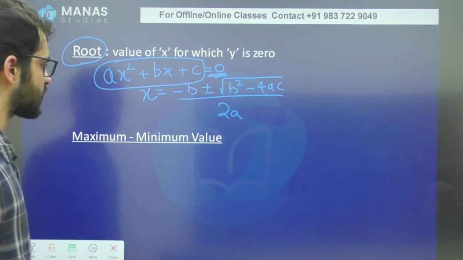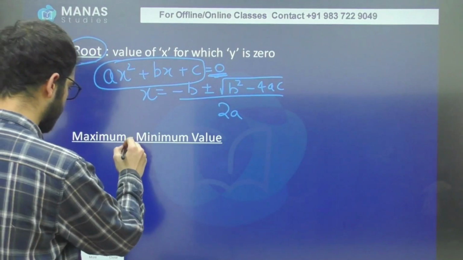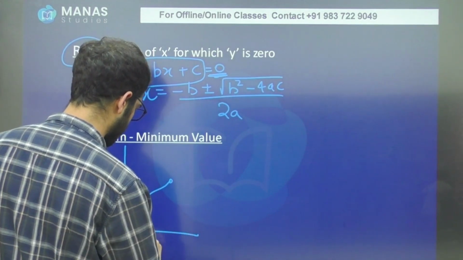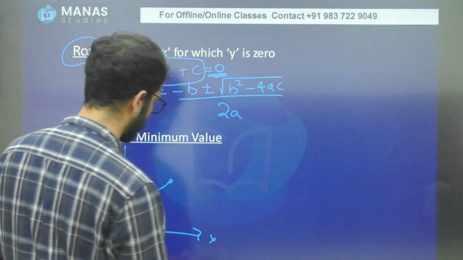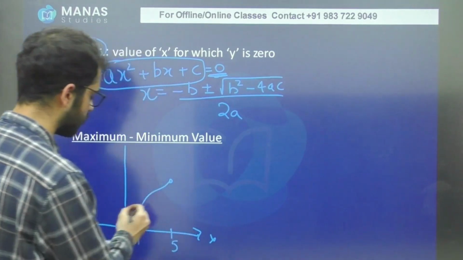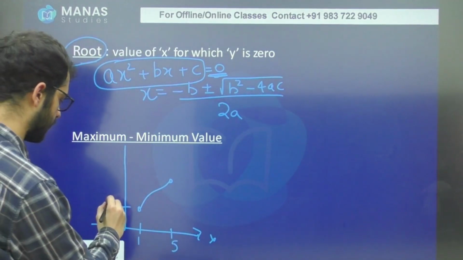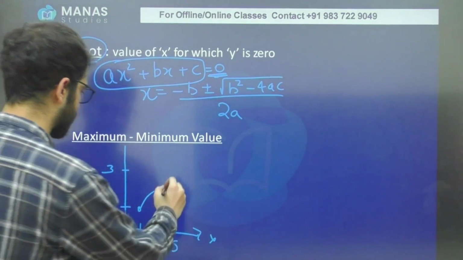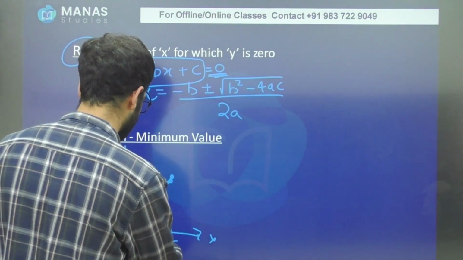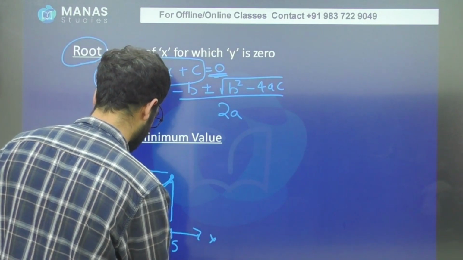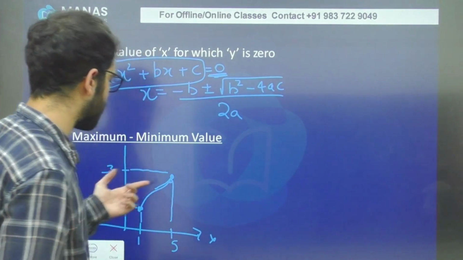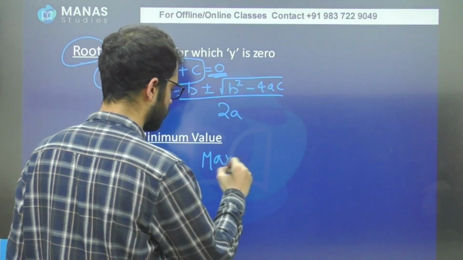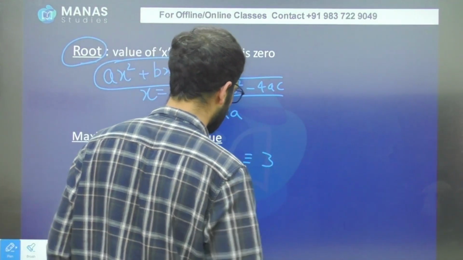Now let's look at maximum and minimum values. If I have a graph which looks like this, let's say it is something like this, extending on the x-axis from 1 to let's say 5, and on the y-axis they are going from, I'll take the numbers as 2 and 3. Now the maximum value this graph can attain, let's say it is over here. So the maximum value attained by this graph will be 3.